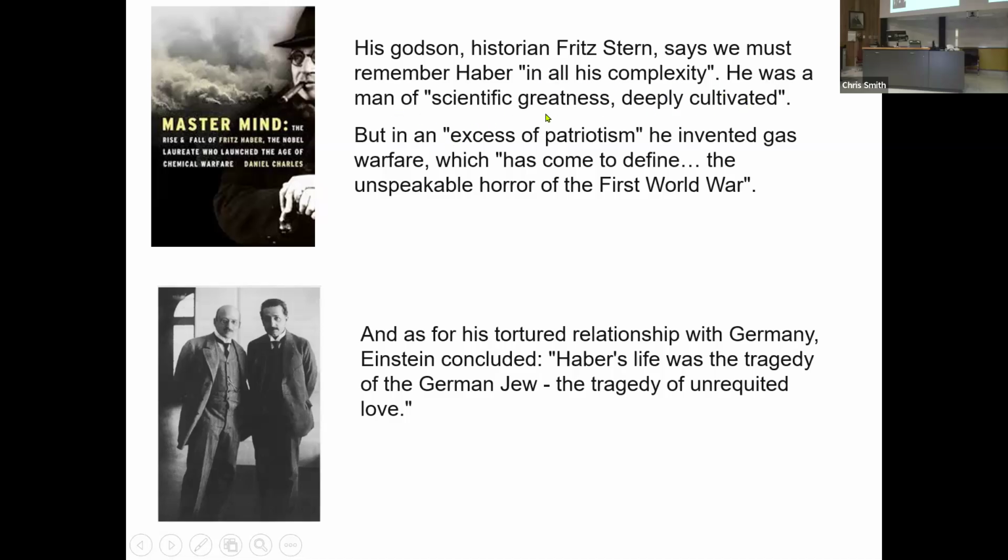He was a man of science, greatness and deeply cultivated, but in an excess of patriotism, he invented gas warfare, which has come to define the unspeakable horrors of the First World War. And then he was a very good friend of Albert Einstein's. Of course, they had very differing views. Einstein was a pacifist and certainly didn't approve of what Haber was doing and the approach that he took.